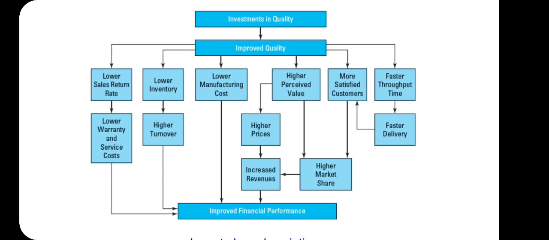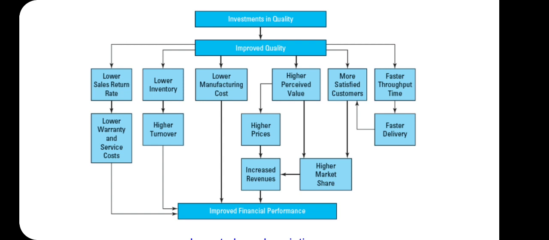See here on the left side of the figure, when there is an improvement in quality, the first benefit that a business can get is lower sales return rate. When the quality of the product or service is good, there is lower return from customers. If the quality of a product is not good, then the number of returns from customers is very high. The second benefit is lower inventory, because a good quality product can be sold very fast. The third benefit is lower manufacturing costs.